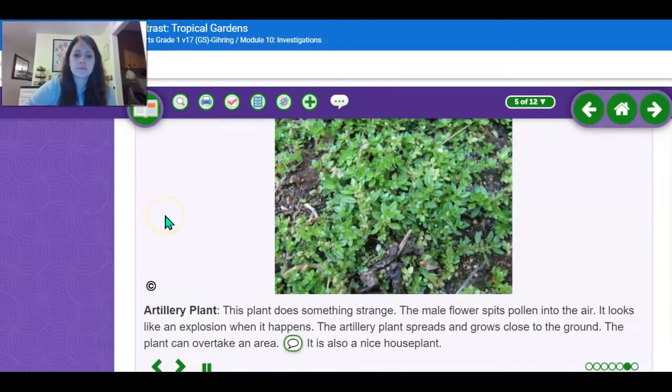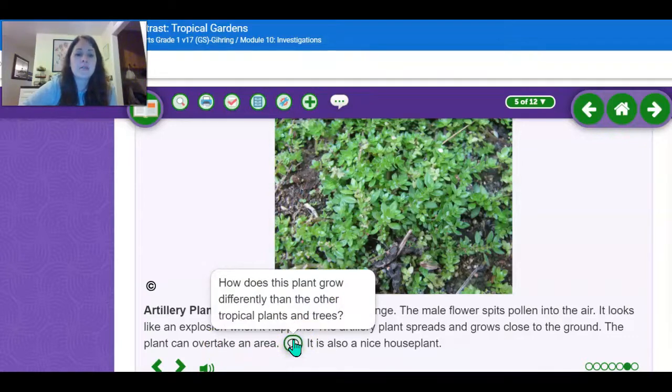Artillery plant. This plant does something strange. The male flower spits pollen into the air. It looks like an explosion when it happens. The artillery plant spreads and grows close to the ground. The plant can overtake an area. It is also a nice houseplant.